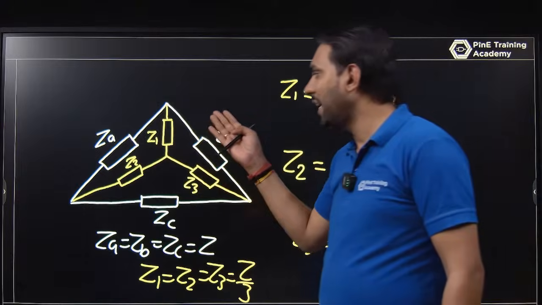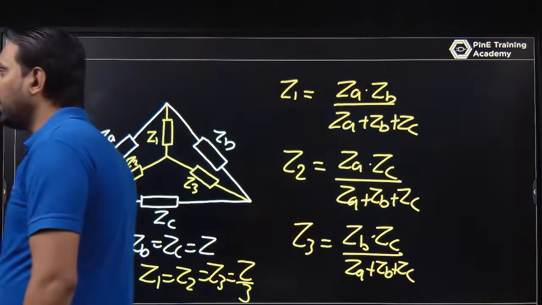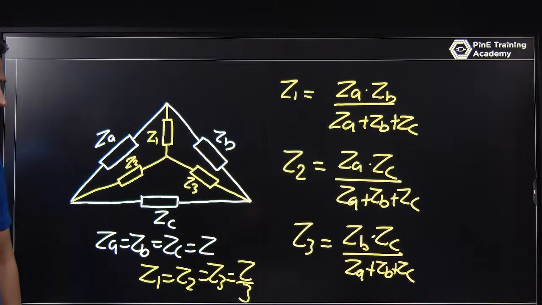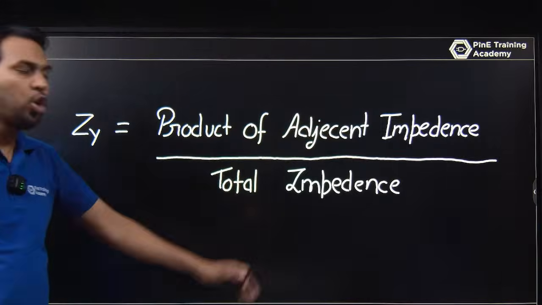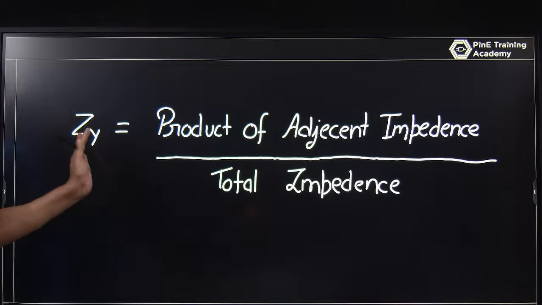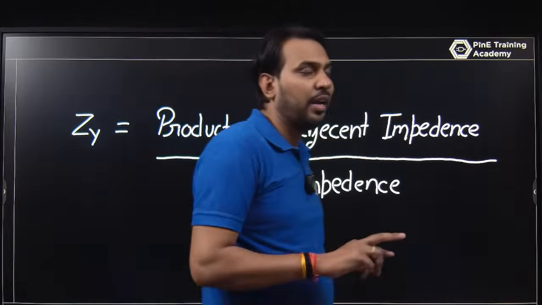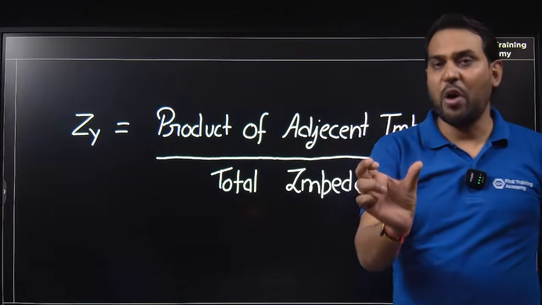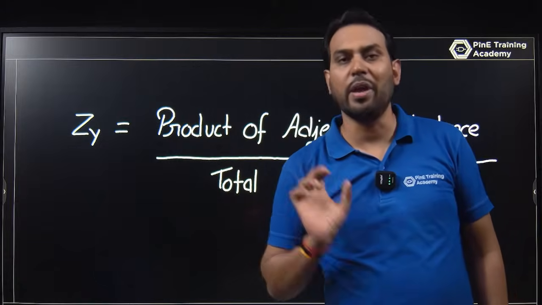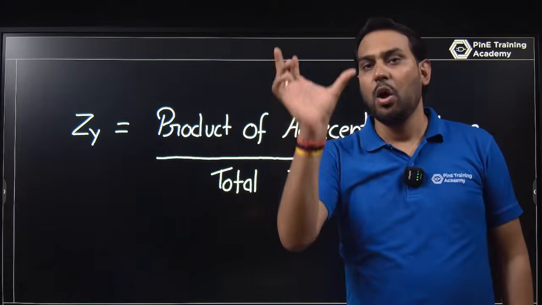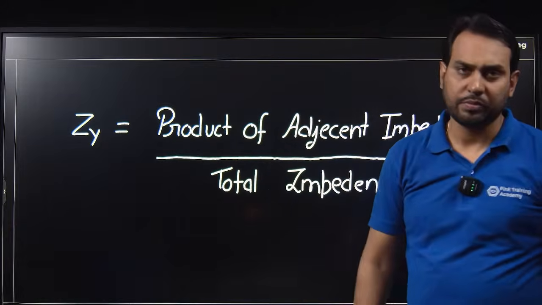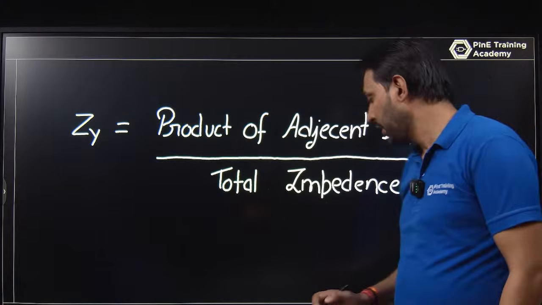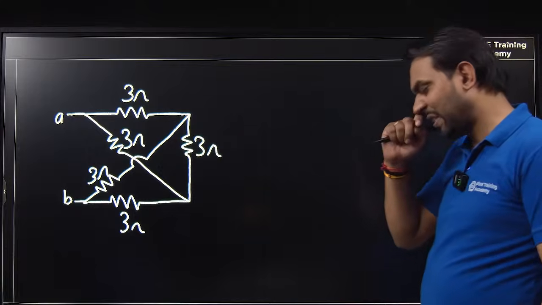So here you have ZA, ZB and ZC that are converted into Z1, Z2 and Z3. And what is the basic formula? The product of adjacent impedance upon total impedance. That is the formula for delta to star. So we discussed star to delta and delta to star. In star to delta, it is the sum of adjacent products upon the remaining one. If you are converting delta to star, it is the product of adjacent upon the sum of all impedance. That is the value. Okay, let's try to solve a question.